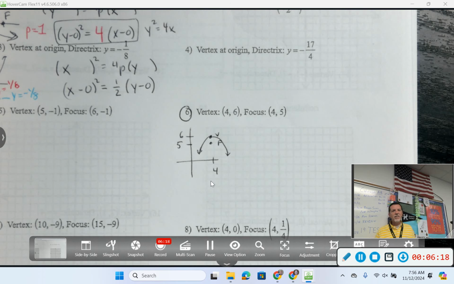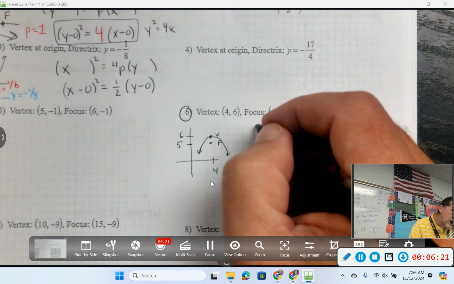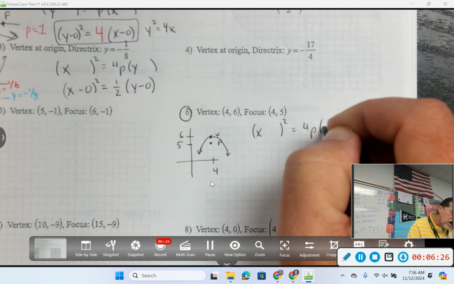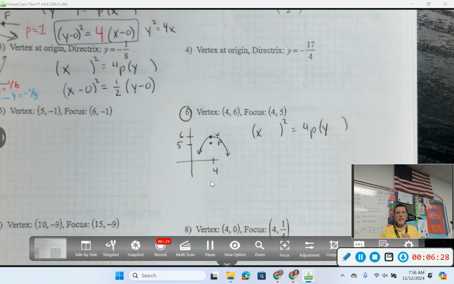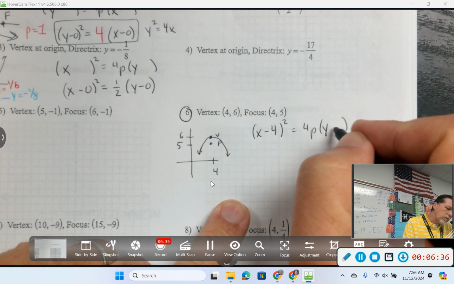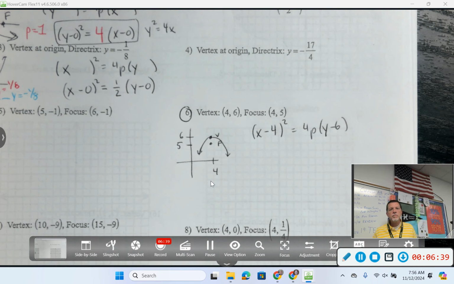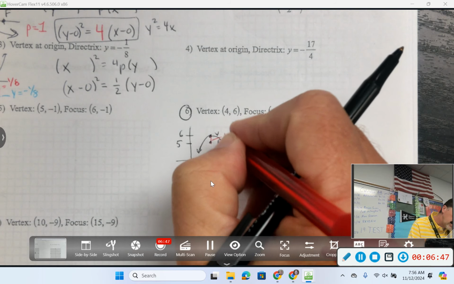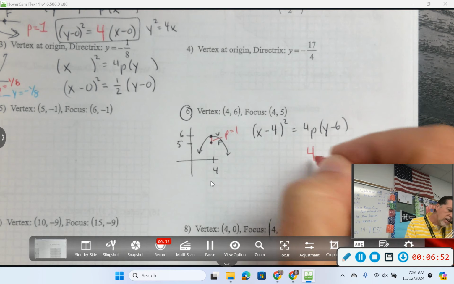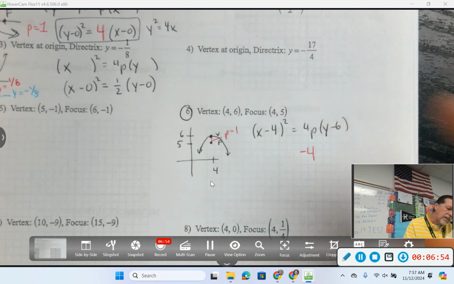Okay, if it opens down, who's getting squared? The x is getting squared. So I can set up my problem. I could actually fill in my vertex now. It's x minus 4, right? It's x minus 4 and y minus 6. Oh, shoot. Yeah, you're right. And then p is equal to 1. So that means 4p is 4. But because it opens down, it has to be negative.